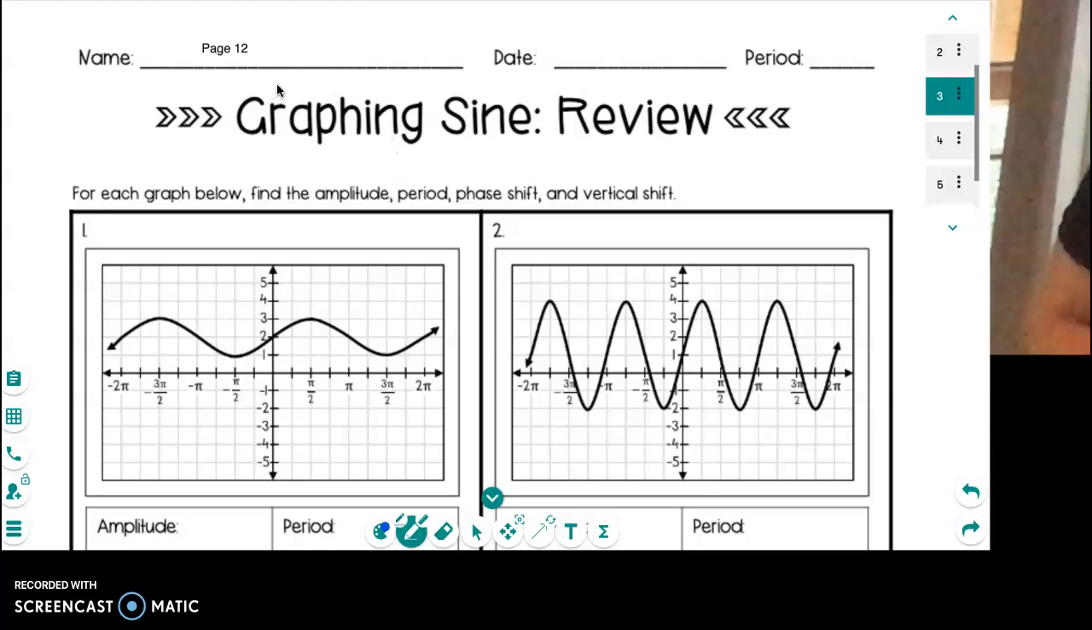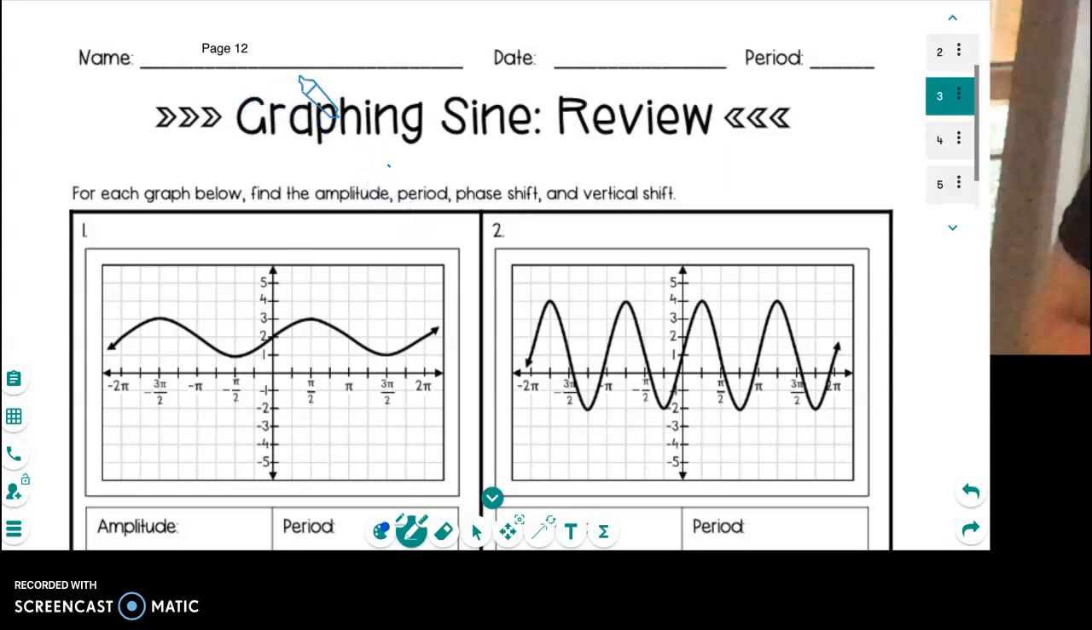So I want everybody to turn to page 12. We're going to do a bit of a review today and a bit of group work on your big graphs. We're getting ready to do these real world applications and then to finish up with a test over periodic functions next Tuesday.